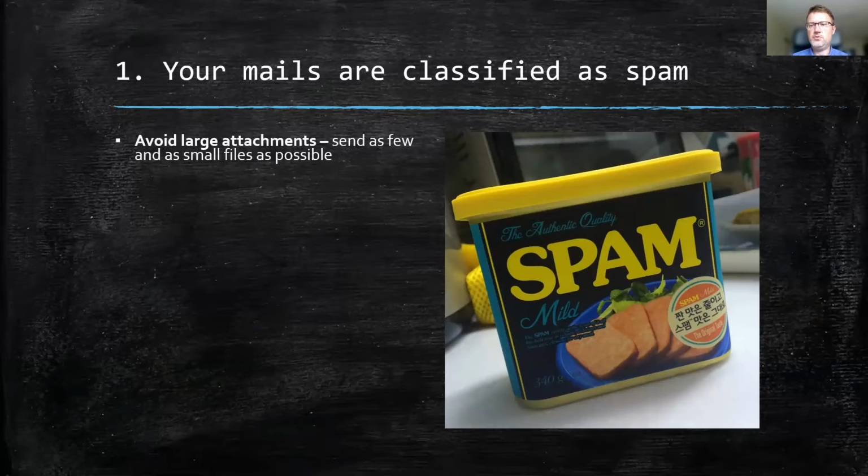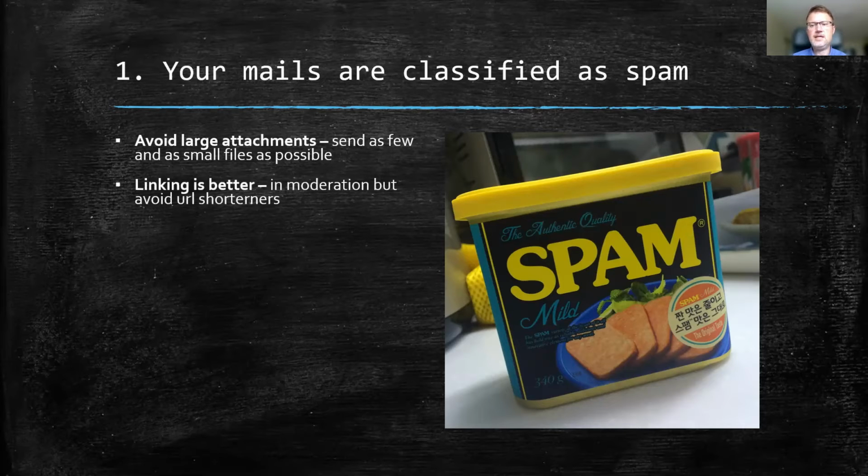Attachments are the number one reason that your email gets marked as spam. Sending large files to a new recipient is an almost guaranteed way to get marked as spam. I would recommend sending as few and as small files as possible. Linking to external resources is better, but only in moderation. Including many links will increase the risk of being flagged as spam, and avoid URL shorteners like bit.ly that hide the original URL. They are often used by spammers.